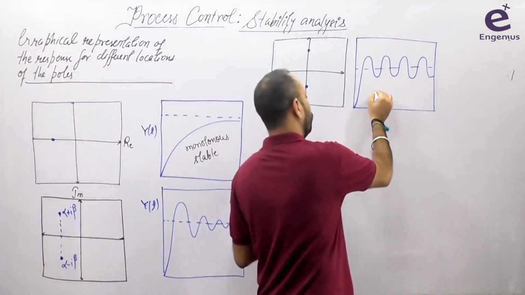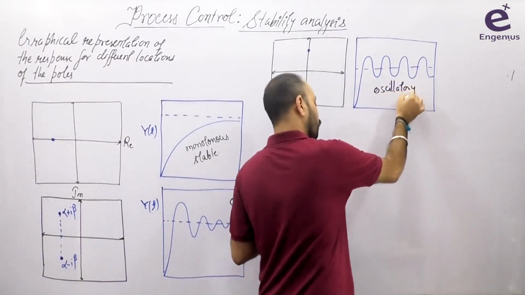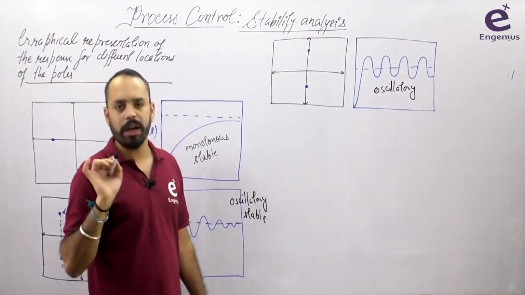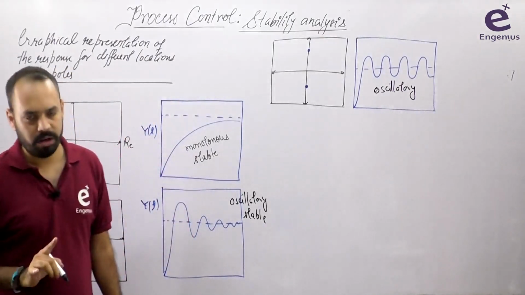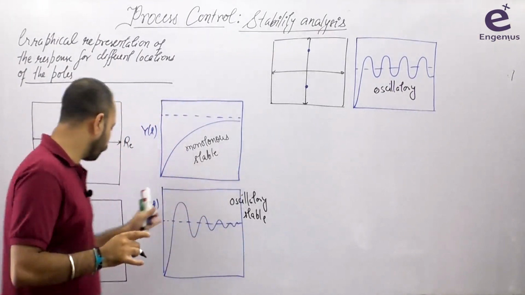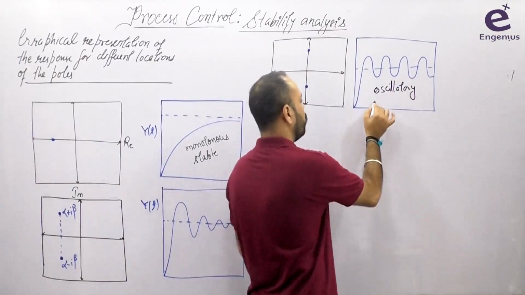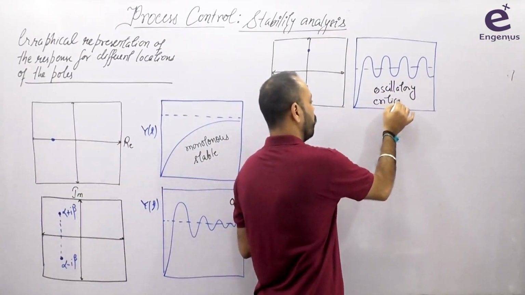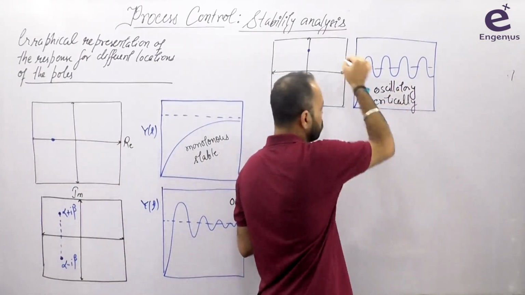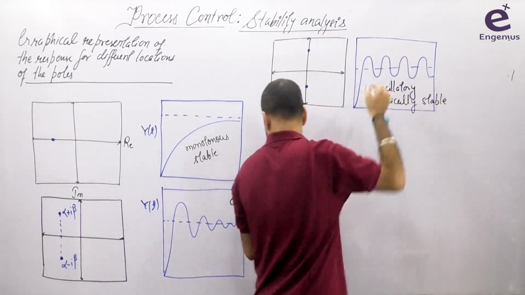See, how will you decide that the response is oscillatory? If the roots are a conjugate pair, then definitely the response will be oscillatory. But in a conjugate pair, if alpha is negative, the response will be stable. If alpha is 0, the response will be critically stable. Oscillatory, critically stable. Why? Because alpha is 0, critically stable. There is no e raised to the power alpha t to damp this.